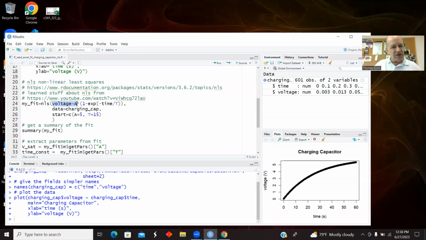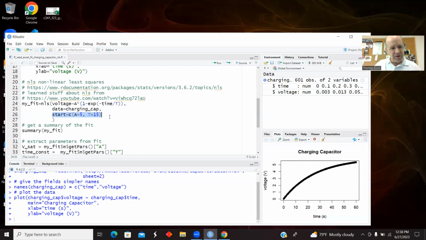And so this is the formula, but specifically my y and my x match the names given in my data frame. And then the other things are either functions known by R, like exponential, or parameters I'm going to fit with.